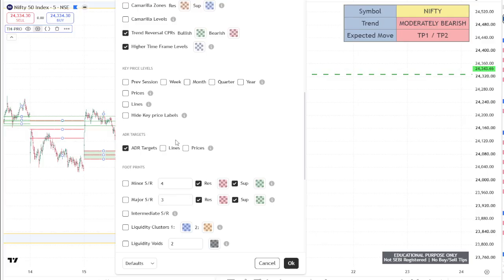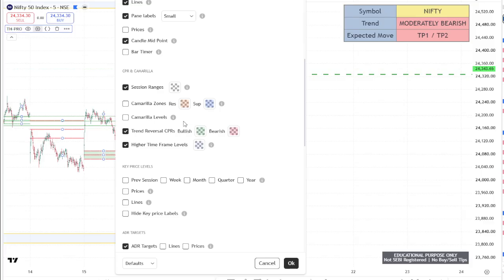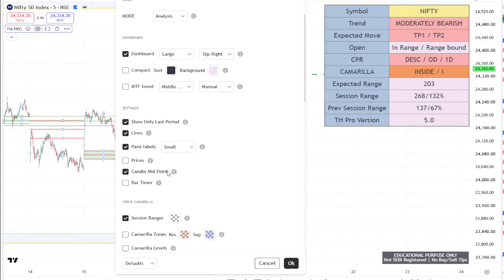I'll show you that. So this is what it says. Expected, we are seeing target 1 and target 2. And the next thing you can see is an option called compact. By default it's compact. When I disable this compact, it will give me more data in my dashboard.